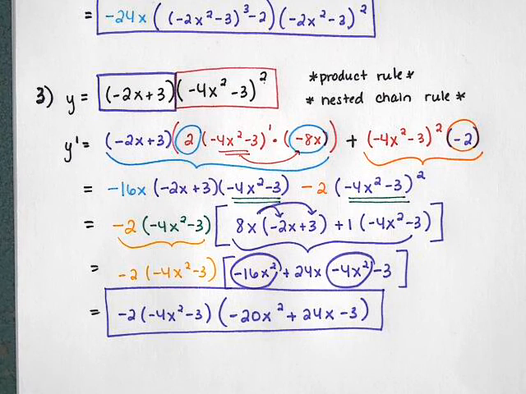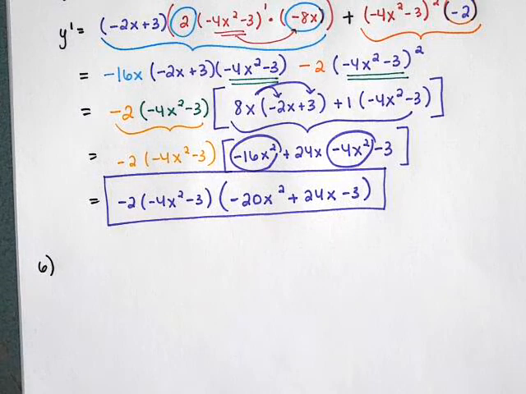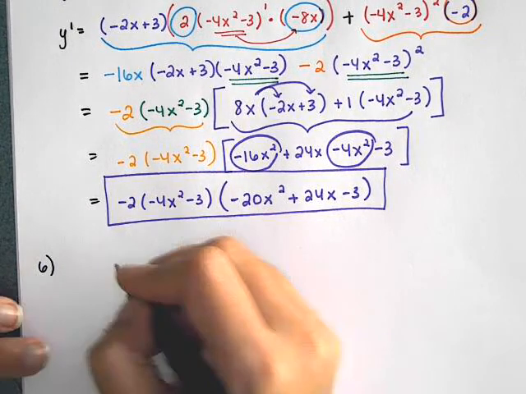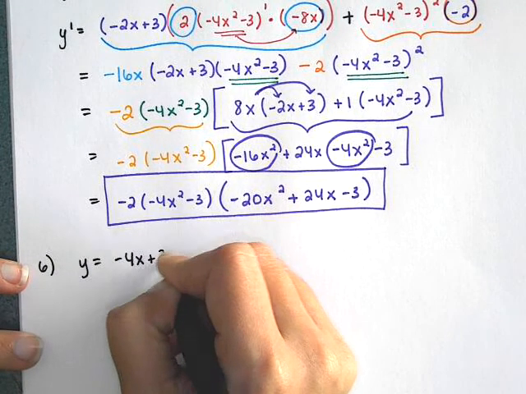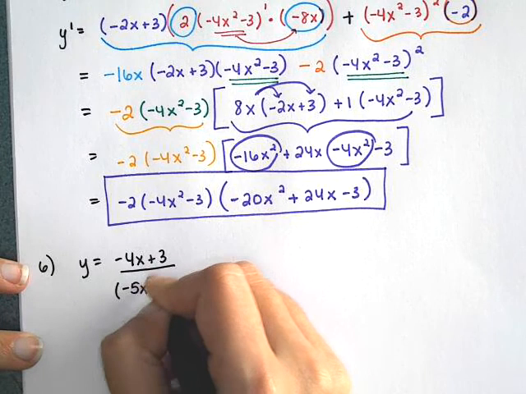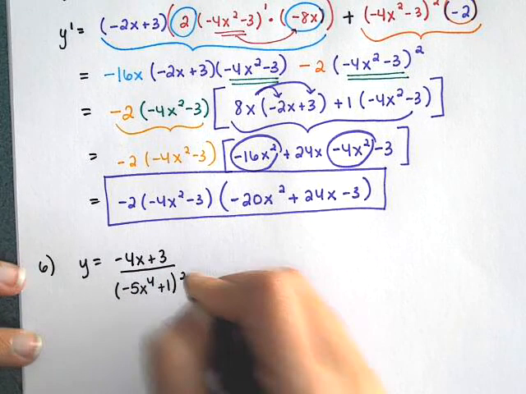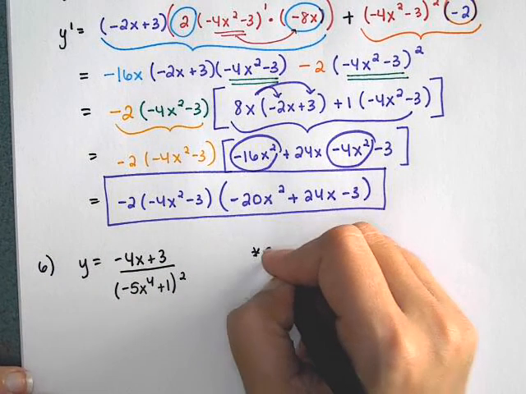So what we're doing in this one is problem number 6 from what you guys did in class. The original problem was that y is equal to negative 4x plus 3 over parentheses negative 5x to the 4th plus 1 squared. Now what I see right away here is that I'm going to need quotient rule.